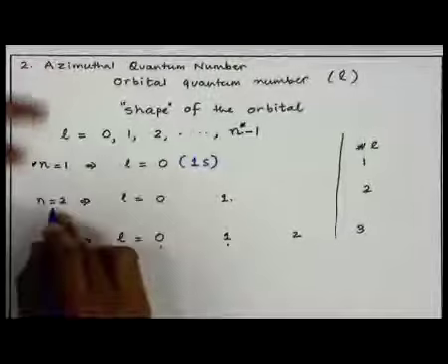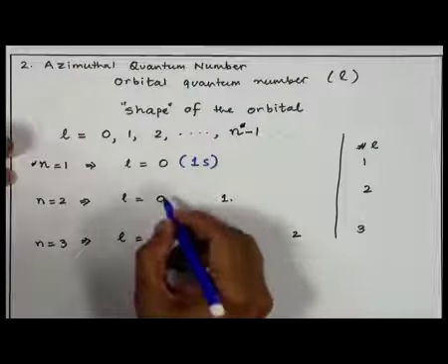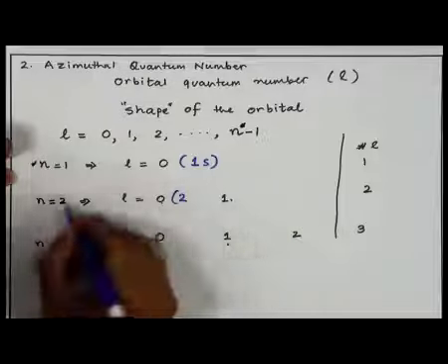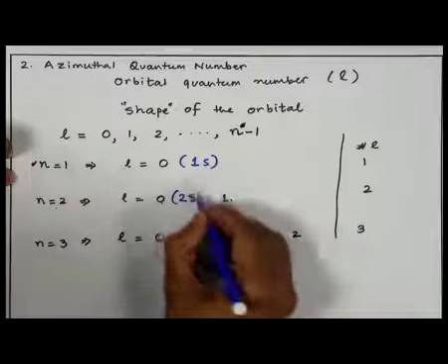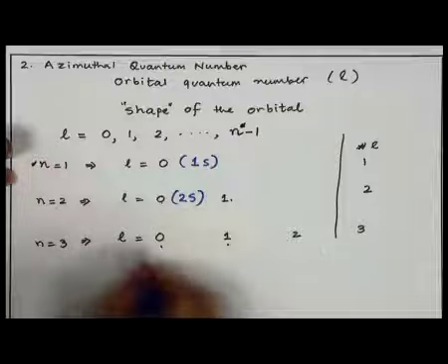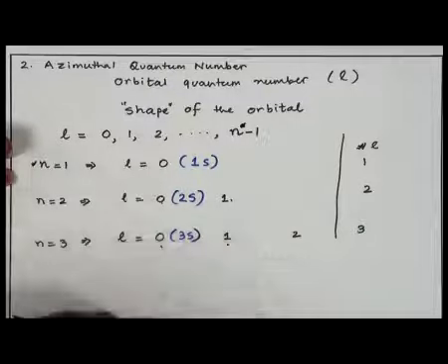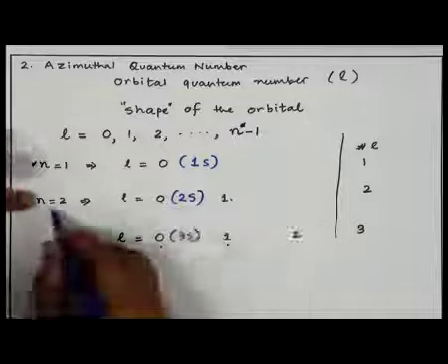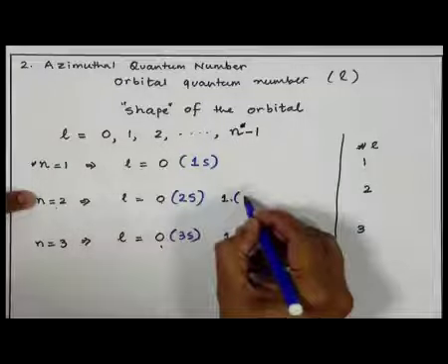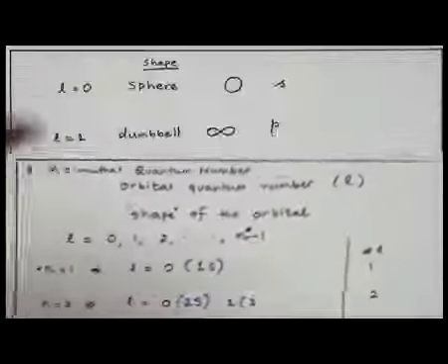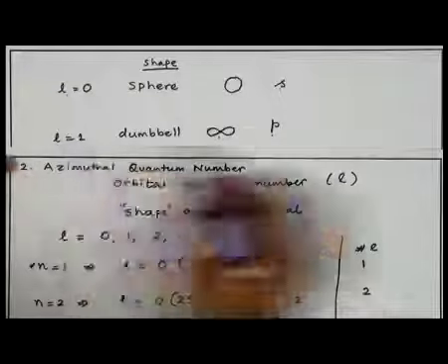When n is 2 and L is 0, we see that n is 2. So, we first write 2, and then we write the shape of the orbital, we call it 2s. For n is 3 and L is 0, we write this orbital as 3s. Similarly, when n is 2 and L is 1, we give the value of n here, 2, and then we check what we call when L is 1, we call it p.